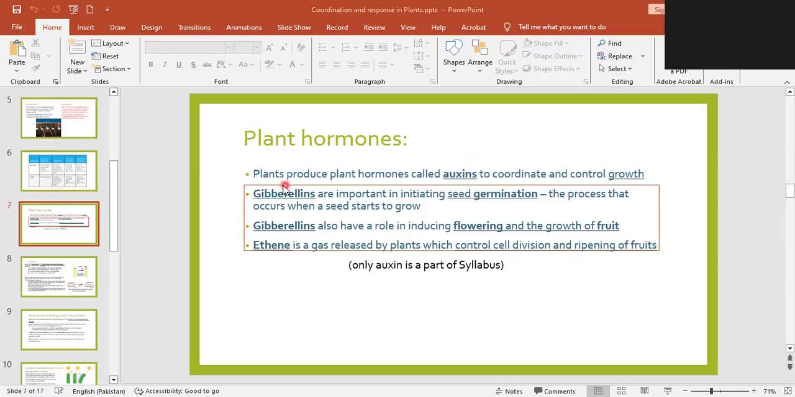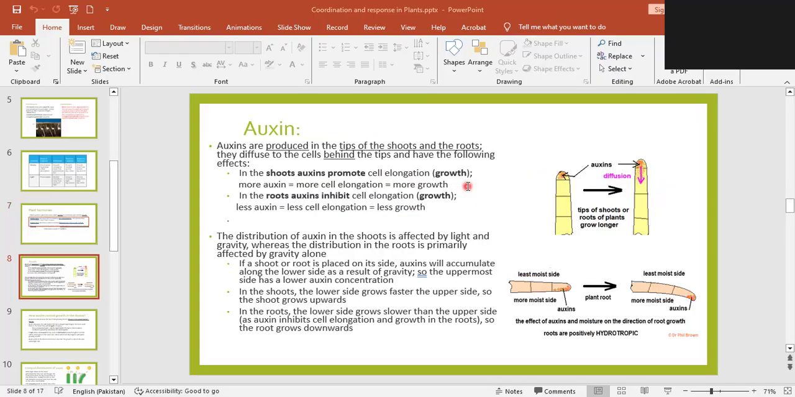So, what is auxin? Plant produces a plant hormone known as auxin, and auxin deals with the growth. It controls the growth of the plant. Either it's increasing or decreasing, it is in the hands of auxin. Now, let's discuss how the auxin works. Auxin is produced in the tips of the shoot and root. So the location of the auxin production is the tips of the shoot and root.